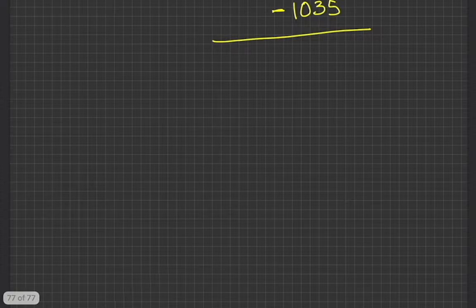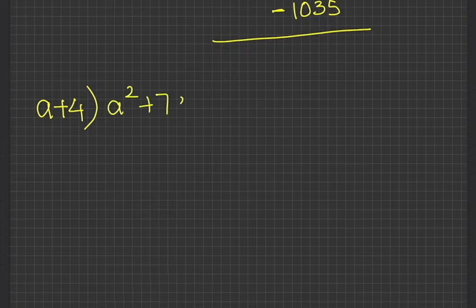Let's take another one. I have a squared. So I have my divisor is a plus 4, and my dividend is a squared plus 7a plus 12. Can you try this?